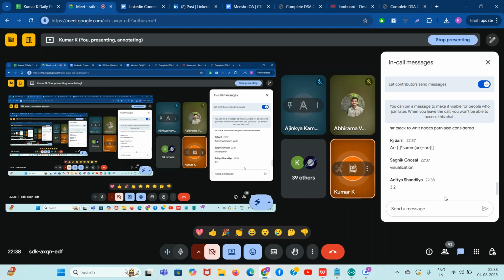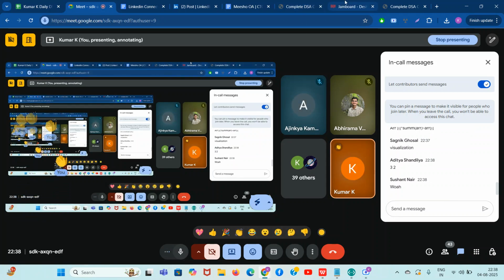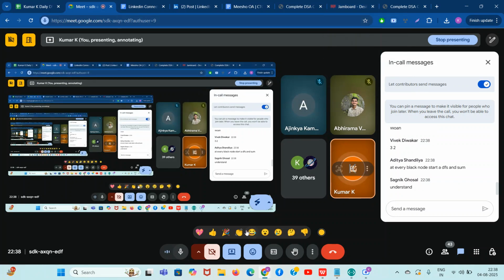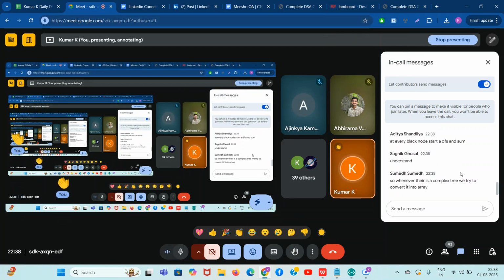Guys, only Aditya Shandila wrote 3 and 2. What about other people? Did you understand? Thank you, Sushant Nair. I know you are feeling very good about it. That's why I like to take sessions. But what I don't like is that people only come to my session. You need to go to other people's sessions also.